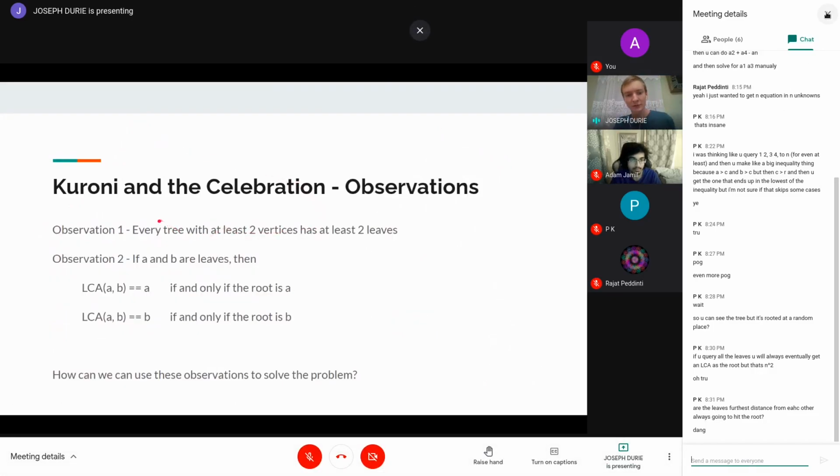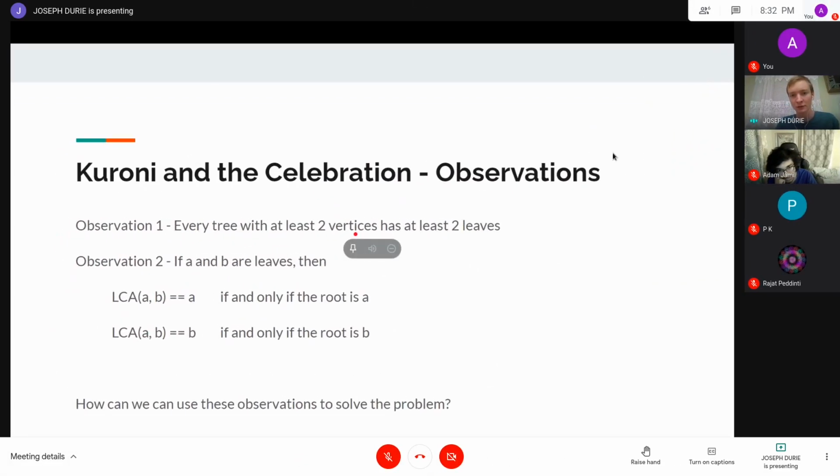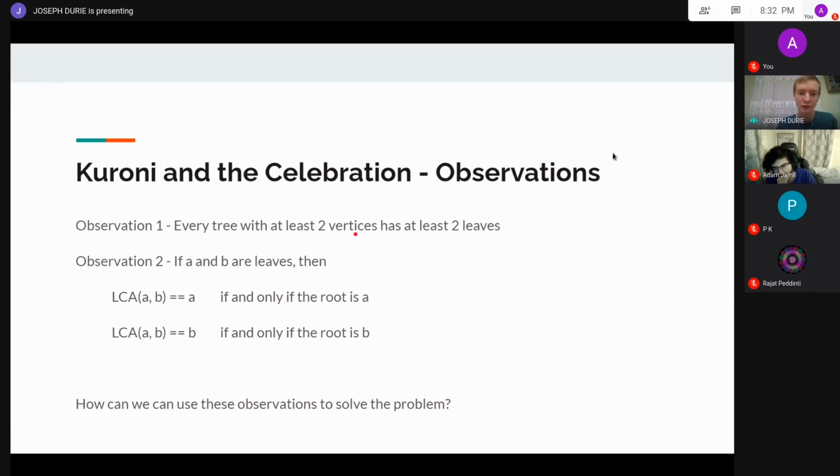The first observation is we always have at least 2 leaves, as long as n is at least 2. The other observation is if we take 2 leaves, A and B, then the LCA of A and B is A if and only if the root is A. And the same thing for B, because it's symmetric. So can we use these observations to solve the problem?